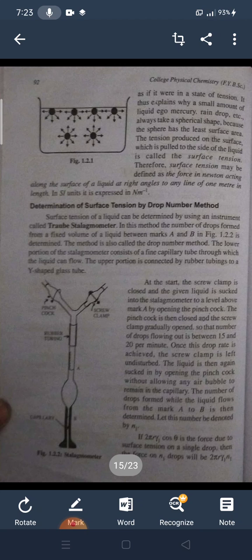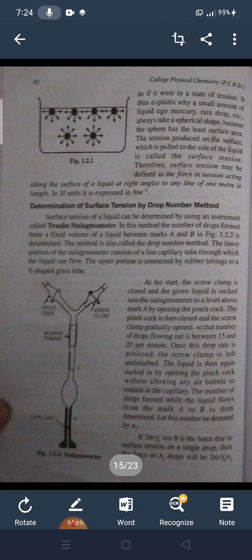At the start, the screw clamp is closed and the given liquid is sucked into the stalagmometer to a level above mark A. By opening the pinch cock and then closing it, the screw clamp is gradually opened so that the number of drops flowing out is between 15 and 20 per minute. Once this drop rate is achieved, the screw clamp is left undisturbed. The liquid is then sucked in again by opening the pinch cock, without allowing any air bubble to remain in the capillary. The number of drops formed while the liquid flows from mark A to B is then determined. Let this number be noted as N1.